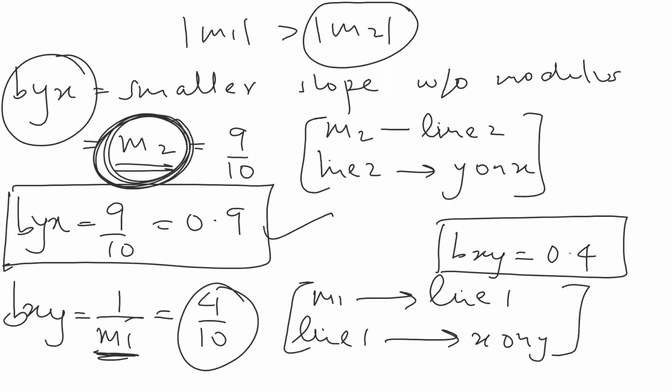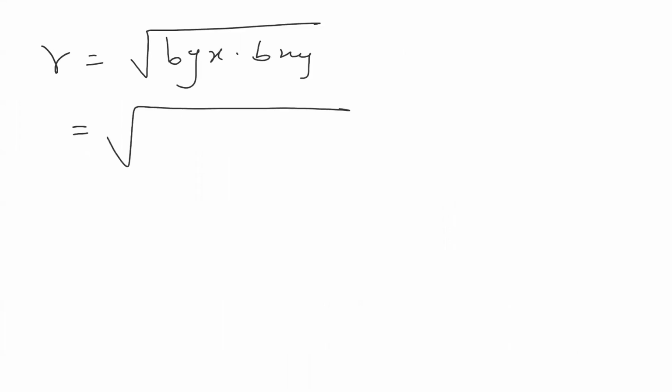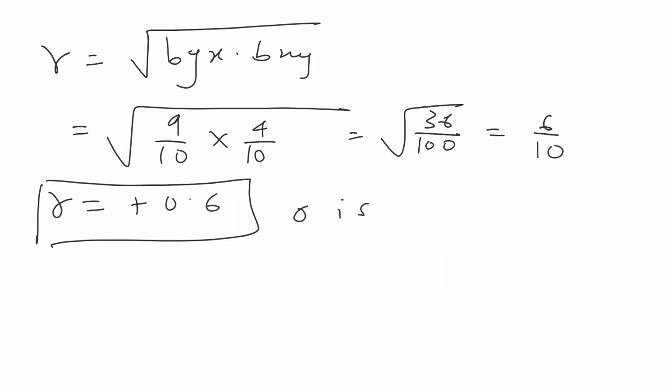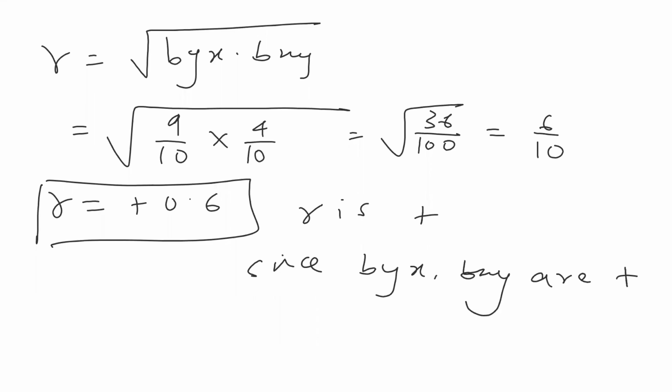Now they are also asking us to calculate r, that is the fourth part of the problem. This was the third part of the problem. Let's go to the fourth part. In the fourth part, they are asking us to calculate r. So r is equal to the root of byx into bxy. byx is equal to 9 by 10, bxy is equal to 4 by 10, which is 36 by 100, root of which is 6 by 10. So r is equal to positive 0.6. Why is r positive? r is positive since byx and bxy are positive.